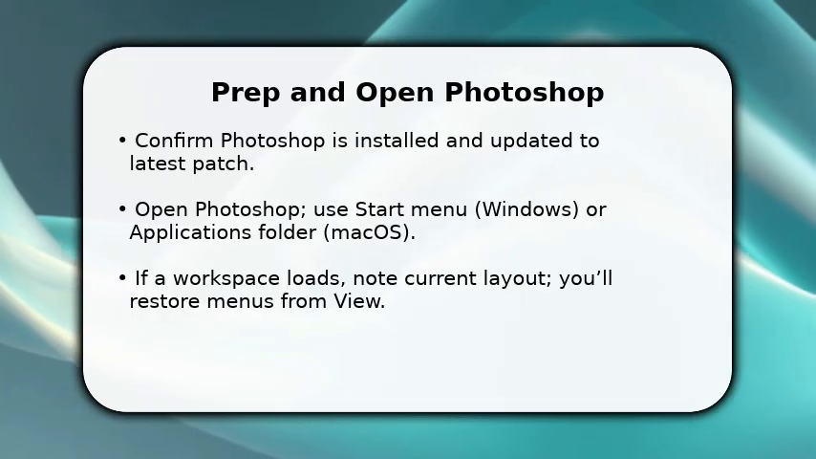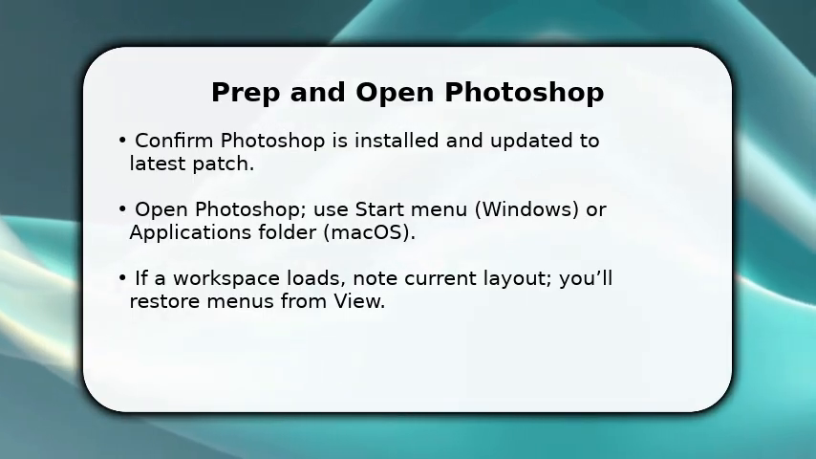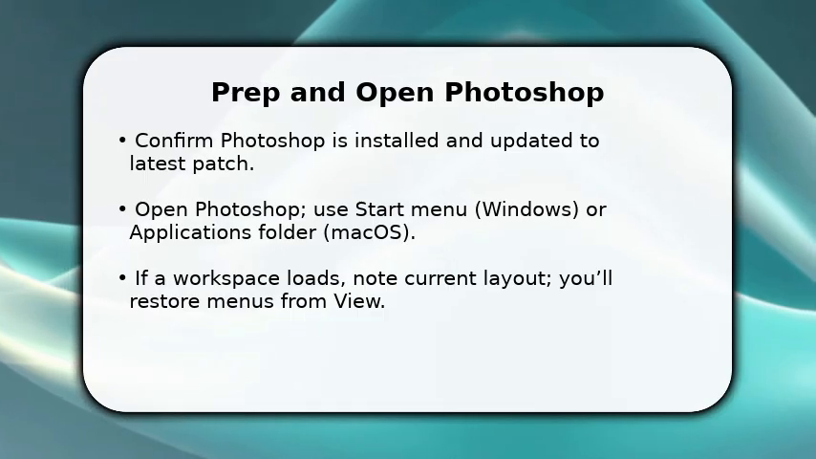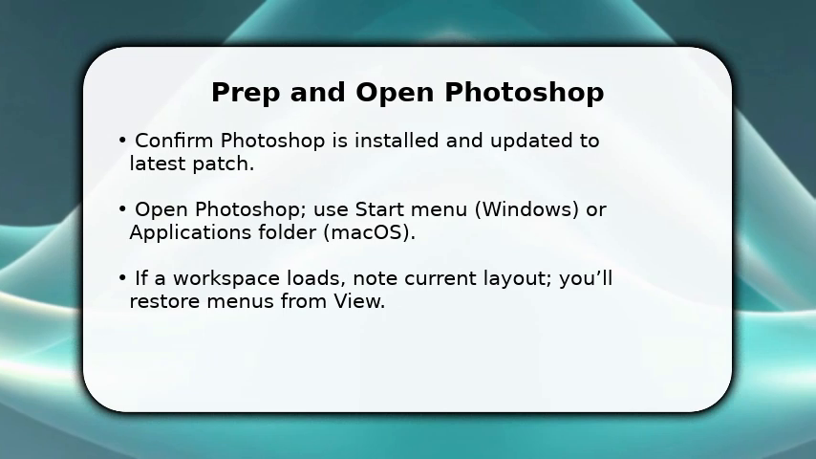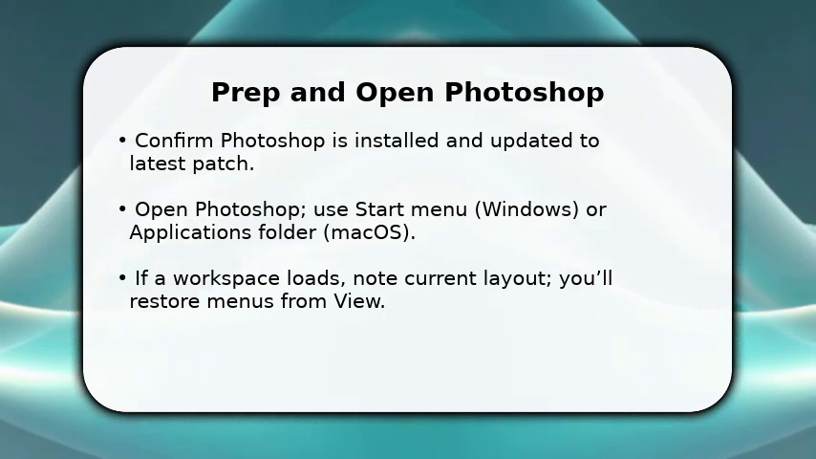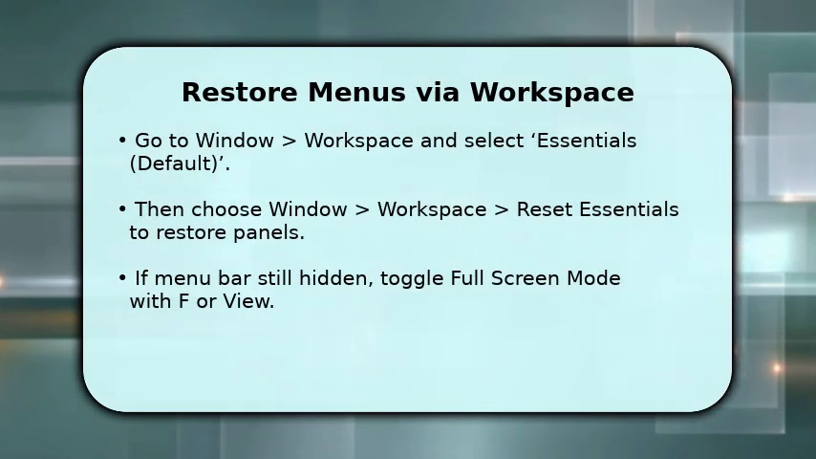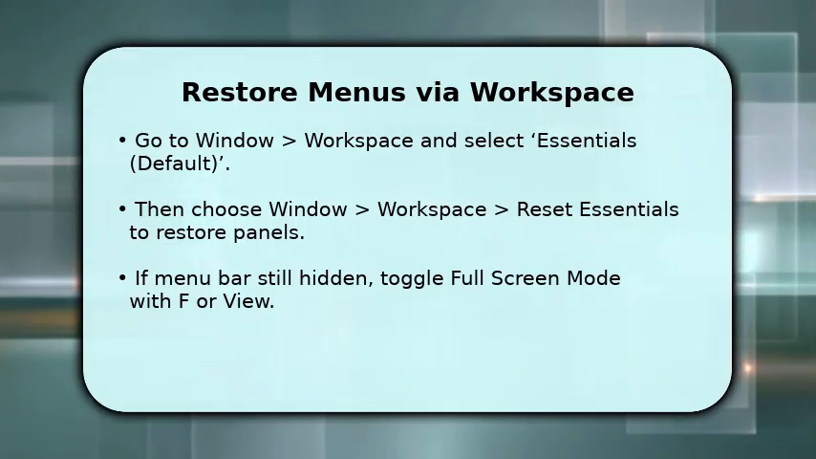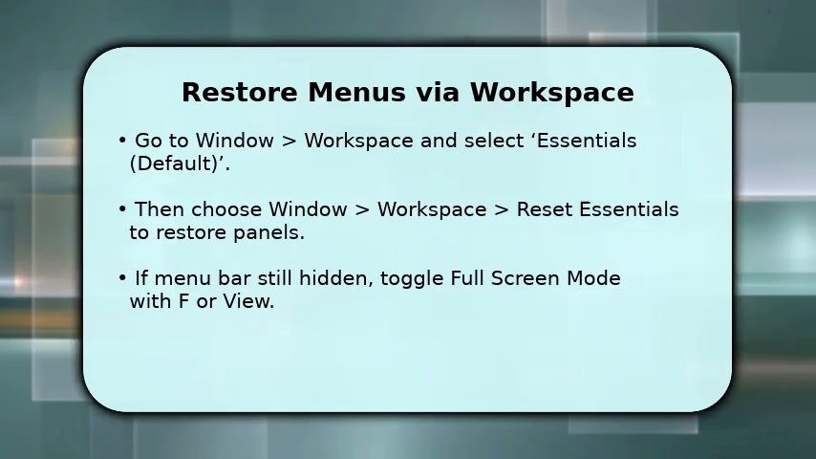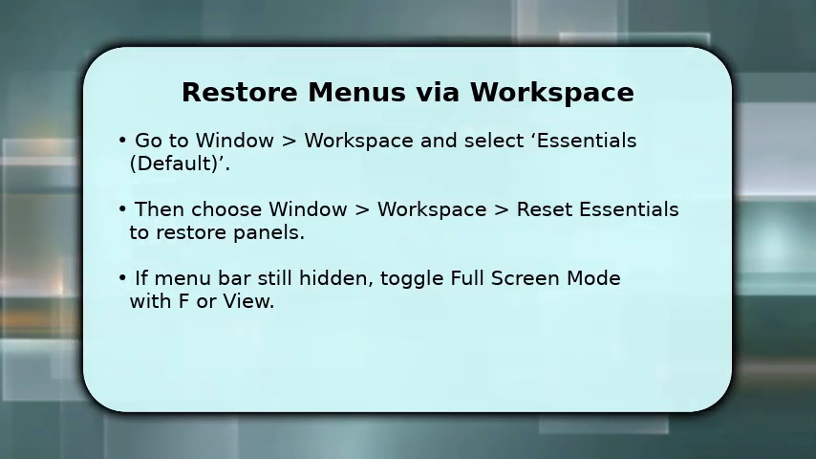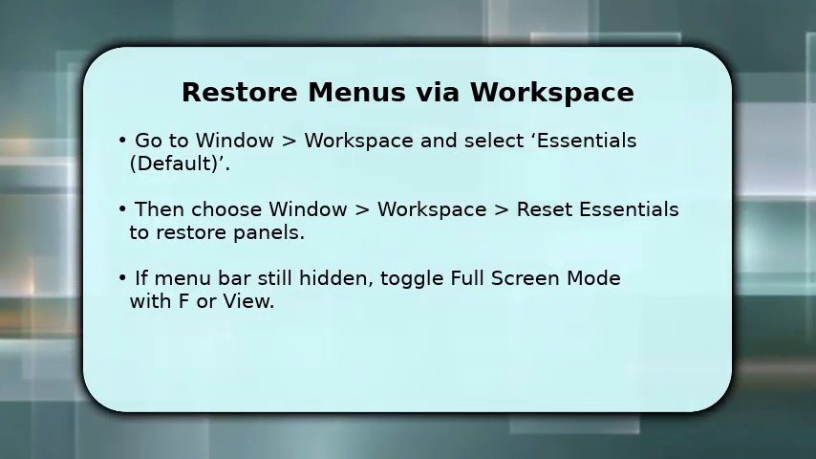The next step is to use the View menu and workspace controls to restore the default interface, so keep the app active and follow along. Once Photoshop is active, open the Window menu to access workspace options. Select Essentials, Default, to return common panels and layout. After selecting it, choose Reset Essentials to force Photoshop to rebuild the interface, which often brings back the menu bar.